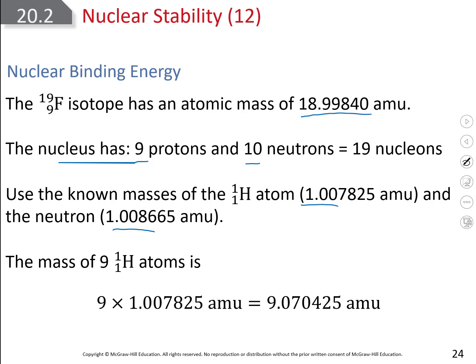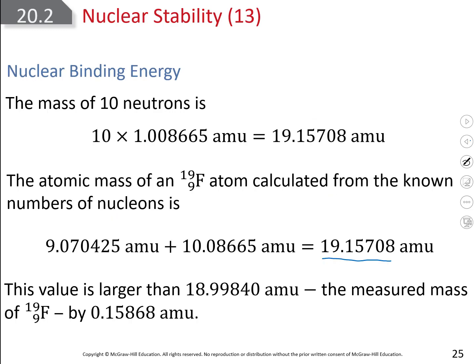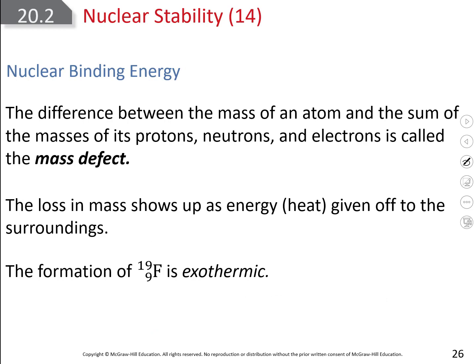But when I measured the mass of the isotope, I only got 18.99840. So there's a difference in the measured mass versus what we calculate the mass should be, and that's called the mass defect. The difference in the mass in this case is 0.15868. It is the difference in the mass that's measured, which would have to be given to you, versus what you calculate by adding up your protons and neutrons.